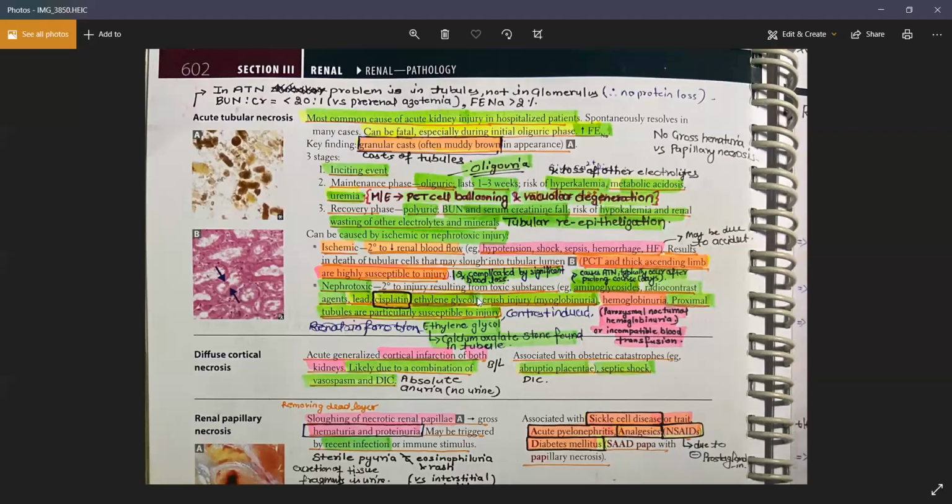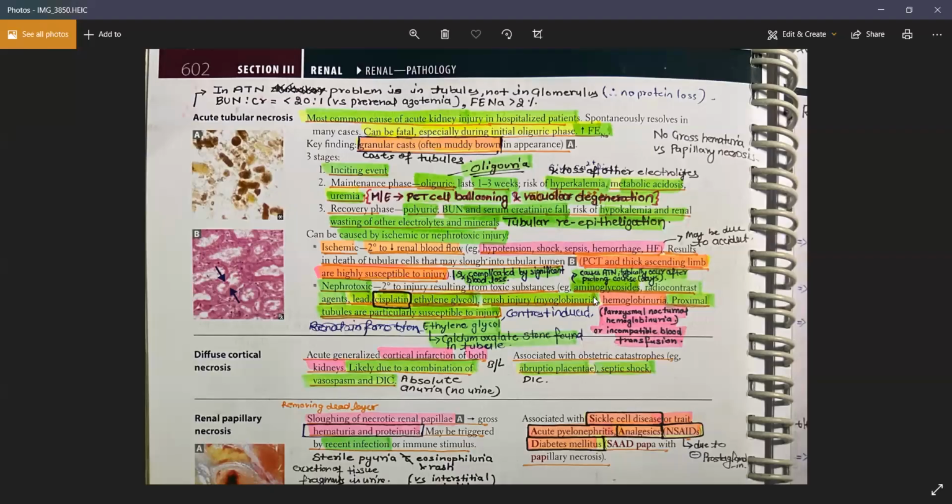Ethylene glycol, which is an antifreeze, can cause oxalate stones also, remember? So this can also cause acute tubular necrosis. Crush injury, whenever you have damage to your muscles due to any drug or trauma, you can have myoglobinuria, and I told you myoglobin is very toxic to the nephrons. It can cause acute tubular necrosis.